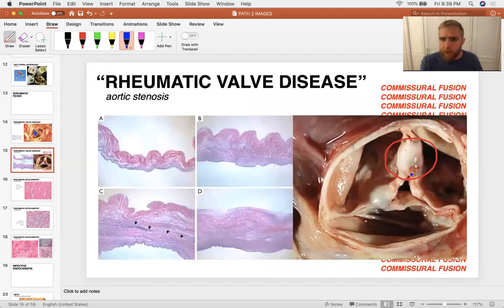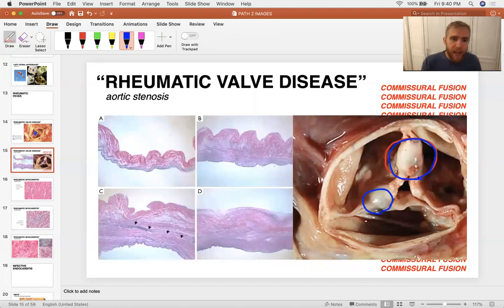So here's another example. Again, you see that the valve leaflets are starting to fuse together, and it's a smooth lesion. It's not a bumpy, rocky, granular lesion like you would see in calcific degeneration.